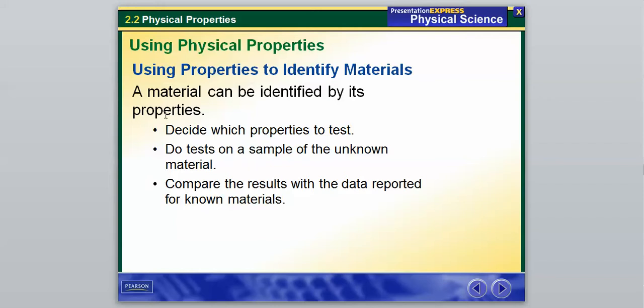That's pretty simple. First off, we just have to decide which properties to test, and we do the test on a sample of the unknown material. Let's say we're testing for malleability, so we take our unknown material and we smack it around with a hammer, and we notice, oh wow, it flattens out really nicely into sheets. We compare those results with the data reported for known materials. So if we think we have copper, or maybe bronze, we can look at the results that people have gotten, and that might help us figure out what our actual material is. So physical properties can be used to identify materials.